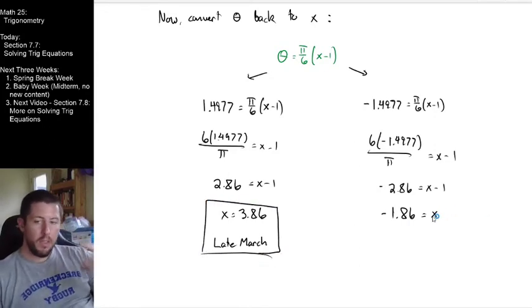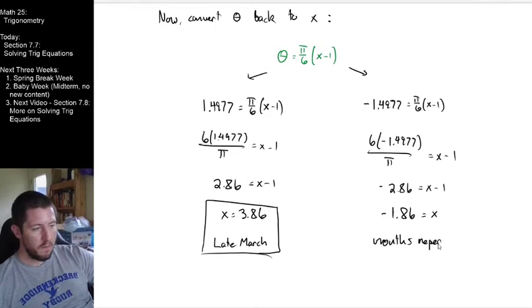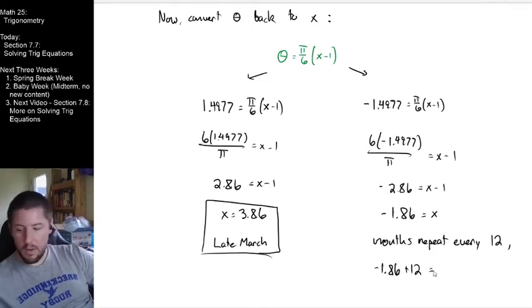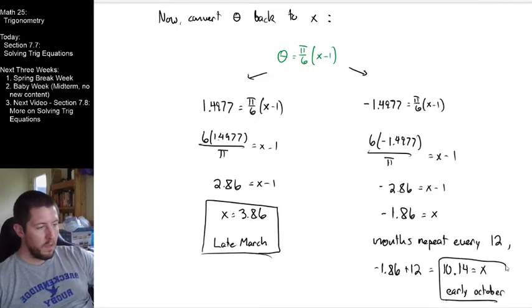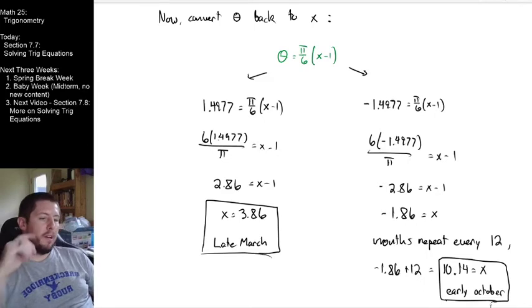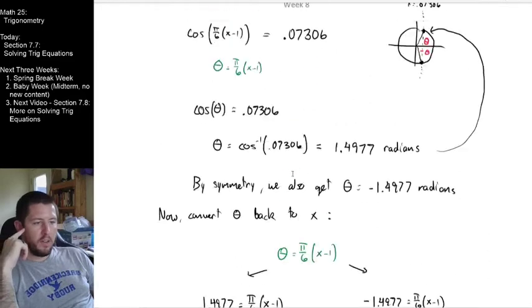Well, this looks like this is going to be late March right here. What's going on over here? Well, this is like saying this is about 2 months before the year started. So since months repeat every 12, let's go ahead and add 12 to this guy. And if we do that, I should be getting 10.14 equals x, which looks like early October. And this agrees with our table up here. So we found 3.86 and 10.14 are the effective months that we're interested in right here.